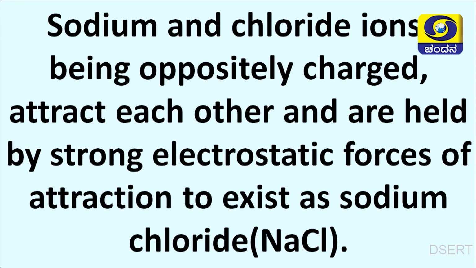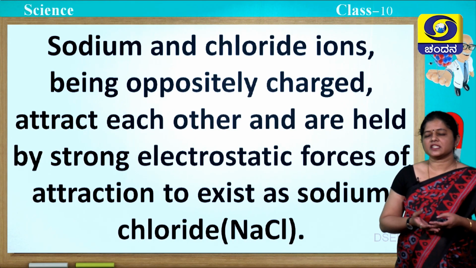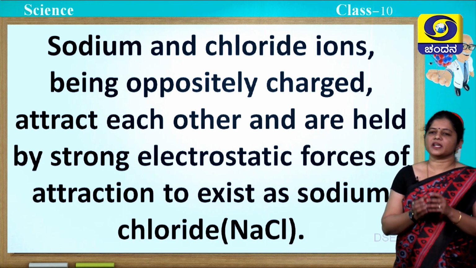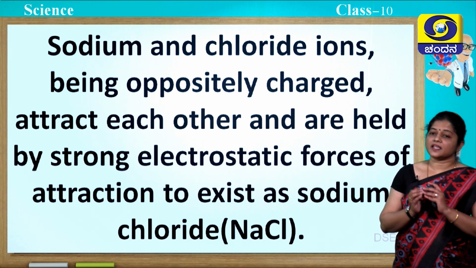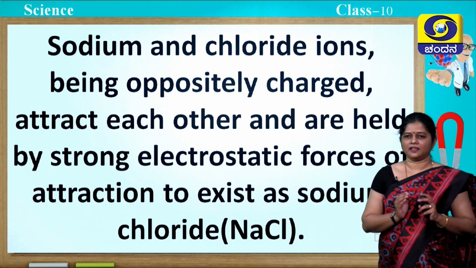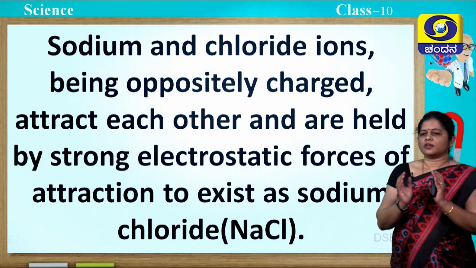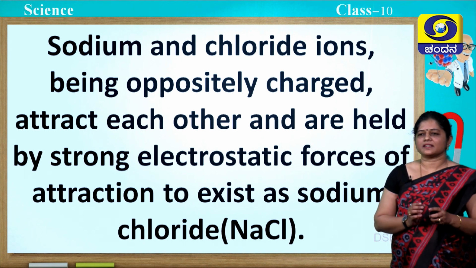Sodium and chloride ions are oppositely charged. Sodium ion is positively charged and chloride is negatively charged, and since they are oppositely charged, they are attracted to each other and they are held by a strong electrostatic force of attraction. So, they exist as sodium chloride, NaCl. So, this NaCl is formed by the attraction of two ions. That is why it is called an ionic compound.